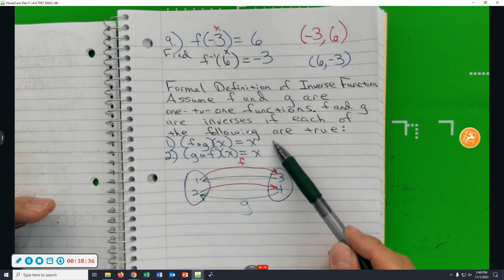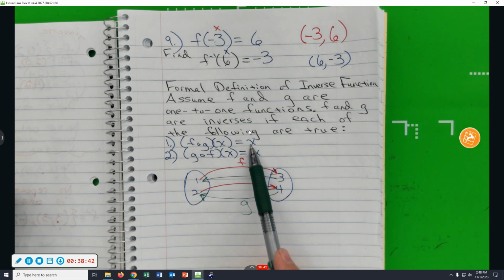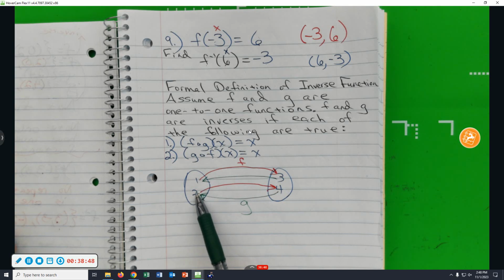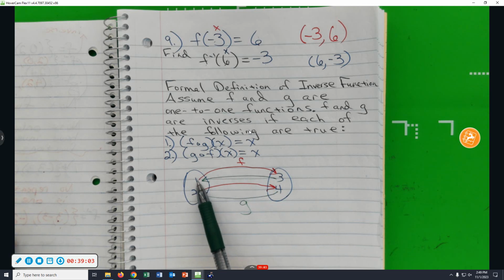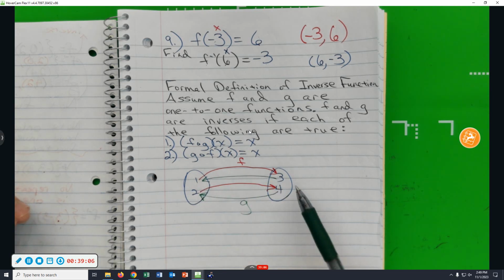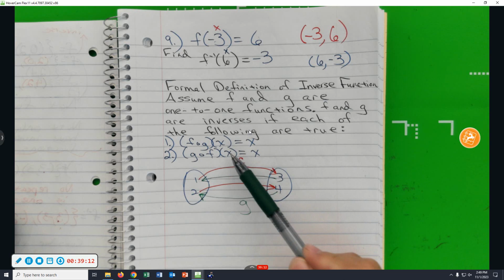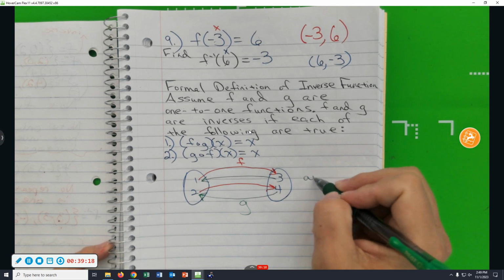This definition says that if you perform the two functions consecutively in either order, you're going to end up wherever you started. So let's start at 2. Perform the two functions. 2 goes to 4, 4 goes back to 2. The only way that can happen is if the ordered pairs are just being reversed. Say you start at 3. 3 goes to 1, 1 goes back to 3. The only way you can end up where you started is if the ordered pairs are just reversed. So these things are inverses.